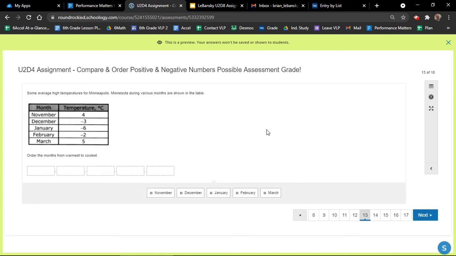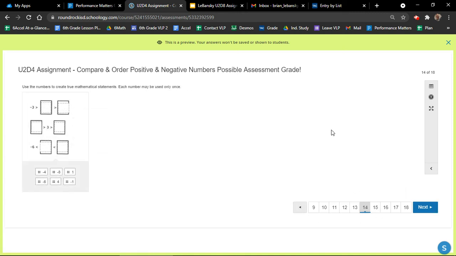Okay, from warmest to coolest. So the warmest would be the highest positive number, and the coolest would be the highest negative number, the number greatest in magnitude or absolute value. Use the numbers to create a true mathematical statement. Okay, you're going to want these two to be smaller than, because the alligator points to the bigger number, so -3 is the bigger number. You're going to want this to be smaller than -3, and then you're going to want this one to be smaller than that one. Okay, do the other ones the same way.